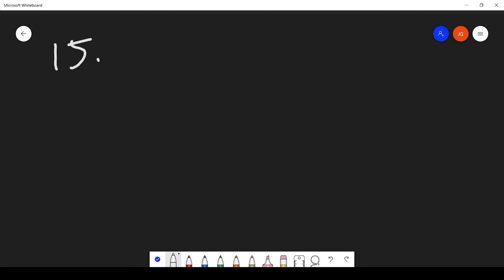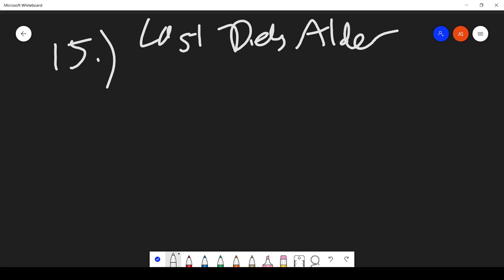Number 15. I promise. I really promise that this is the last. This is the last Diels Alder. I forgot how long I've been talking, but this is the last Diels Alder. I promise.